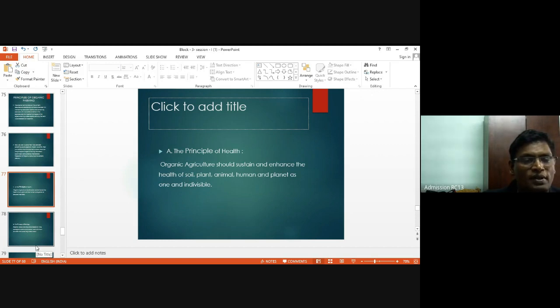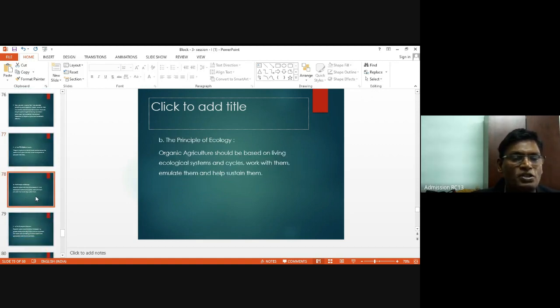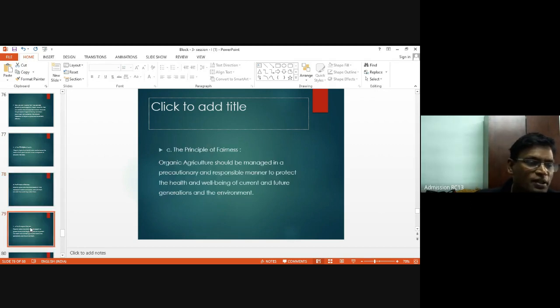The principle of health: agriculture should sustain and enhance the health of soil, plant, animal, and human as one and indivisible. So this is the whole concept of organic farming. The principle of ecology: organic agriculture should be based on living ecological systems and cycles, work with them, emulate them, and help sustain them. So these are the principles.